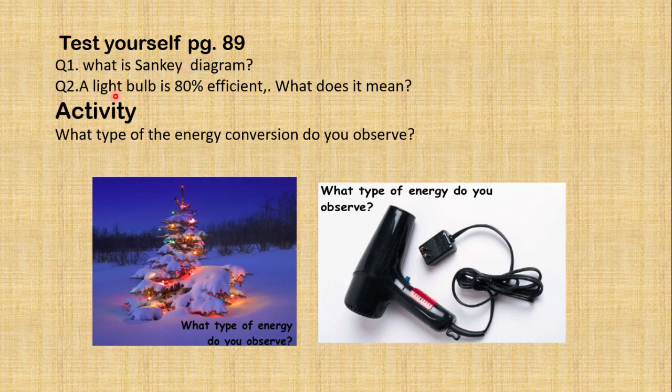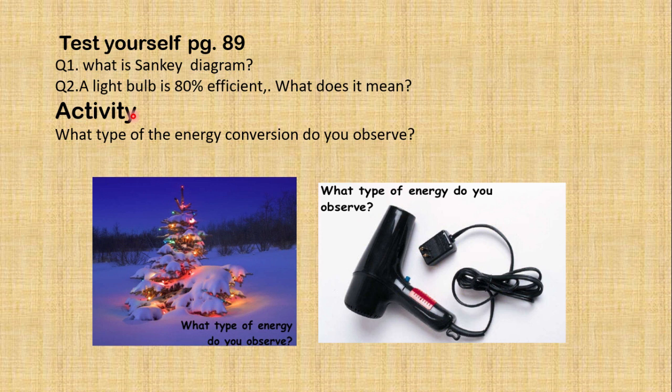Then question number 2. A light bulb is 80% efficient. What does it mean? 80% efficient means that the light bulb converts 80% of electrical energy into light energy, and the rest of the energy is lost in the form of heat.